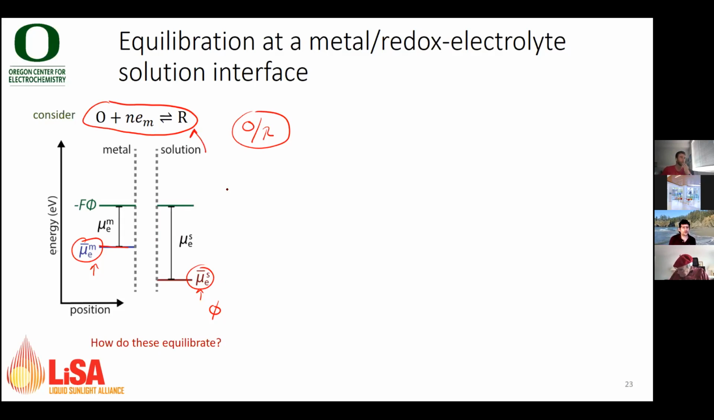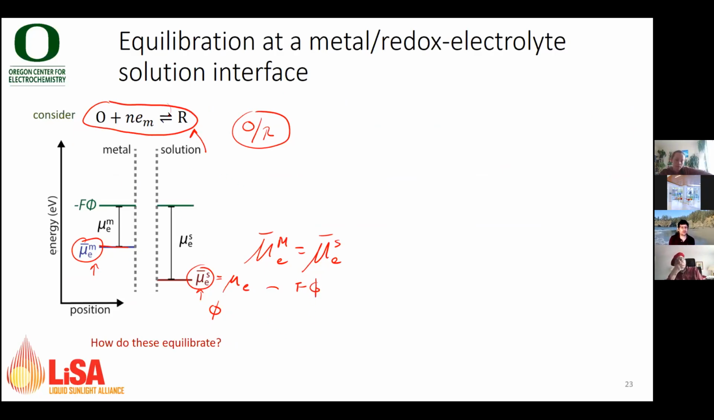What was one of our rules for this redox reaction? I'm going to say that at equilibrium, mu bar M has to equal mu bar S. Would you agree with that, Karun? It is a sum of the chemical potential of the electron plus, because of the negative charge, minus F phi. I could do that, but I want to define it in terms of this.